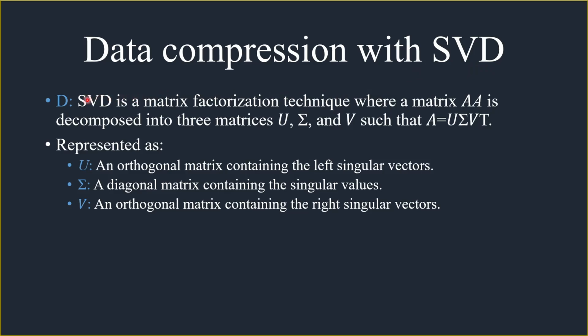So what is SVD? By definition, SVD is a matrix factorization technique where a matrix A is decomposed into three matrices: U, a diagonal matrix, and V, such that A = U Σ V transpose. U is an orthogonal matrix containing the left singular vectors, Σ is a diagonal matrix containing the singular values, and V is an orthogonal matrix containing the right singular vectors.